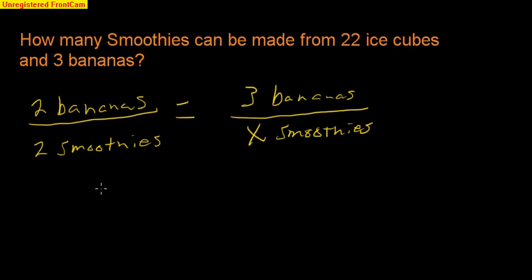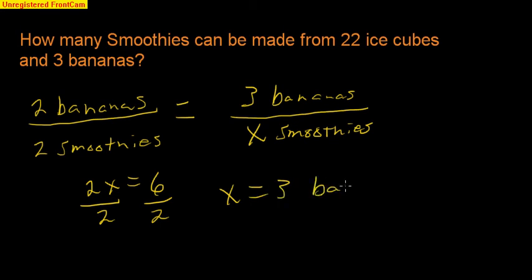So here I'm going to cross multiply, and I'm going to get 2X is equal to 2 times 3, which is 6. So I divide this side by 2, divide this side by 2, and I get X is equal to 3. Oh, sorry, not bananas. Once again, got to pay attention to your units. So 3 smoothies. I know that I can only make 3 smoothies from 3 bananas because my banana is my limiting reactant, and I know that from the previous example we did.